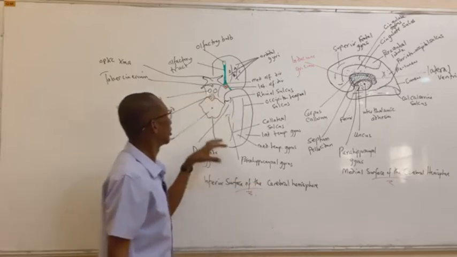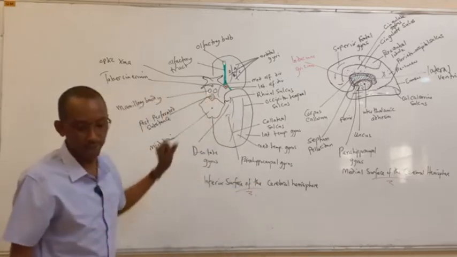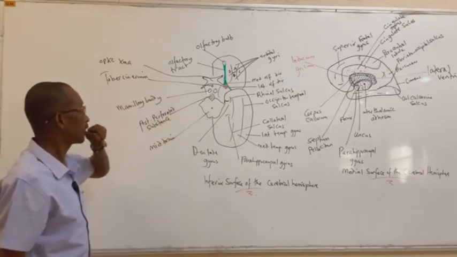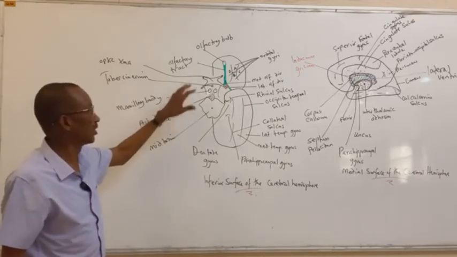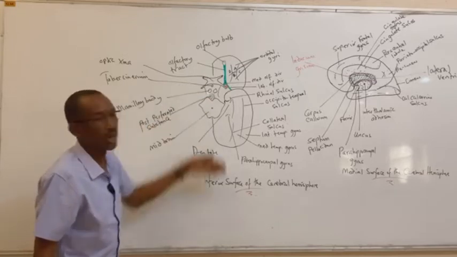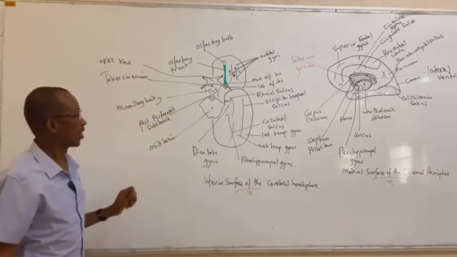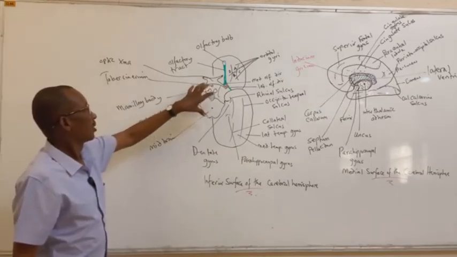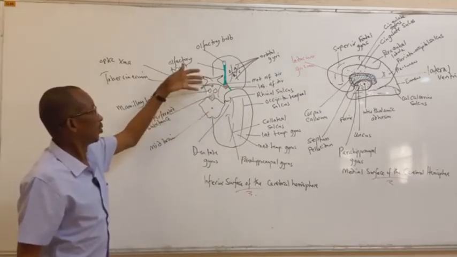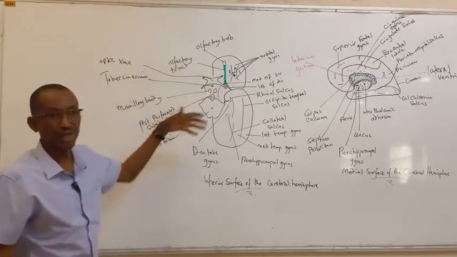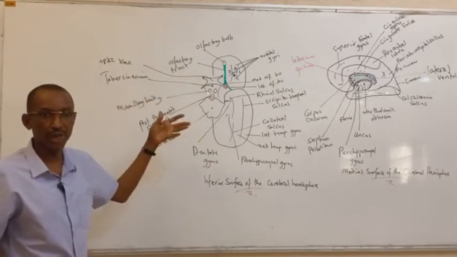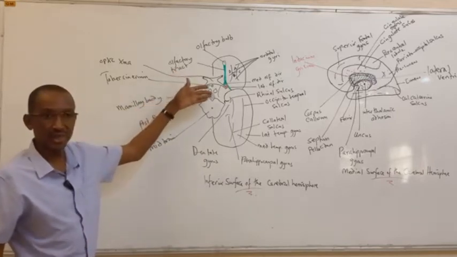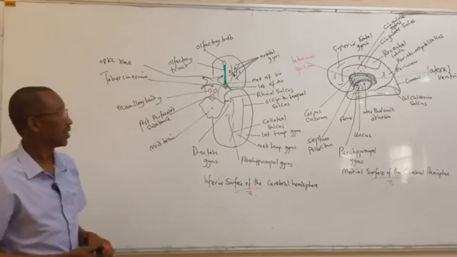And so when we now look at the inferior surface of the cerebral hemisphere, there are many sectors that are going to be seen. You are not yet conversant with the cranial nerves that I have given you an introduction to before, but I think I've told you that we have the second cranial nerve, that is the optic nerve.